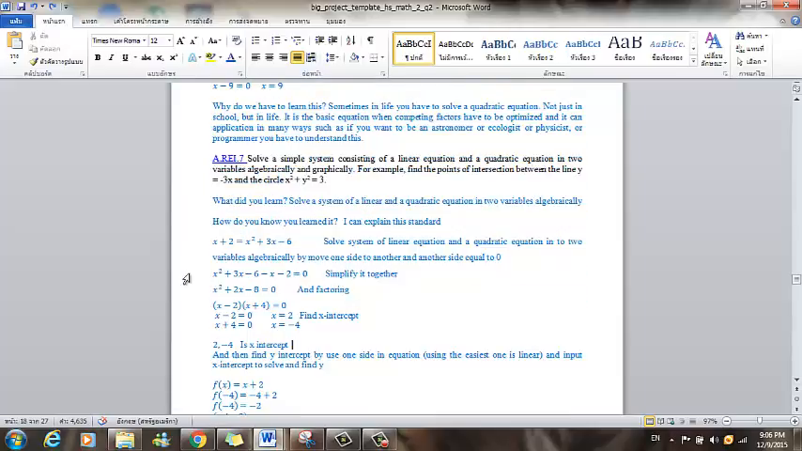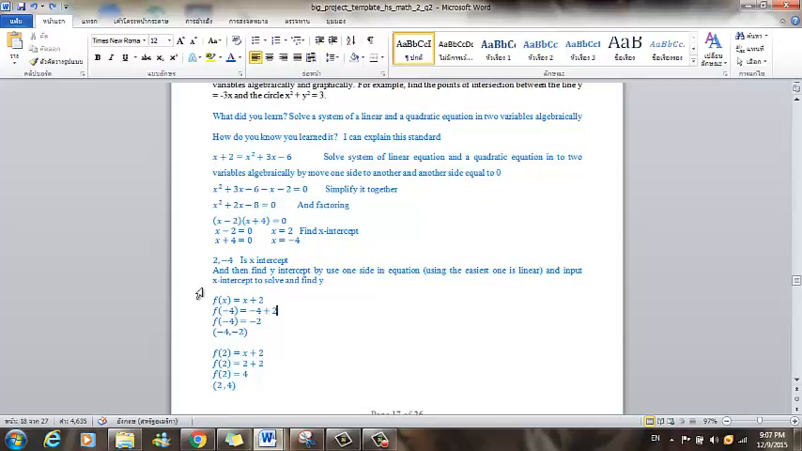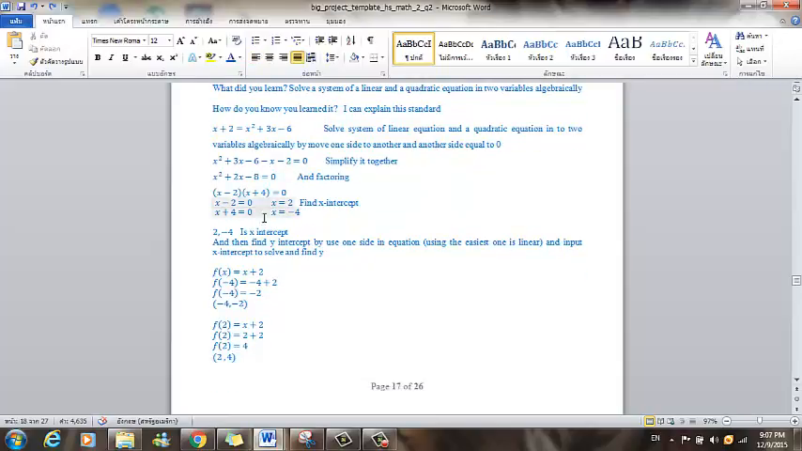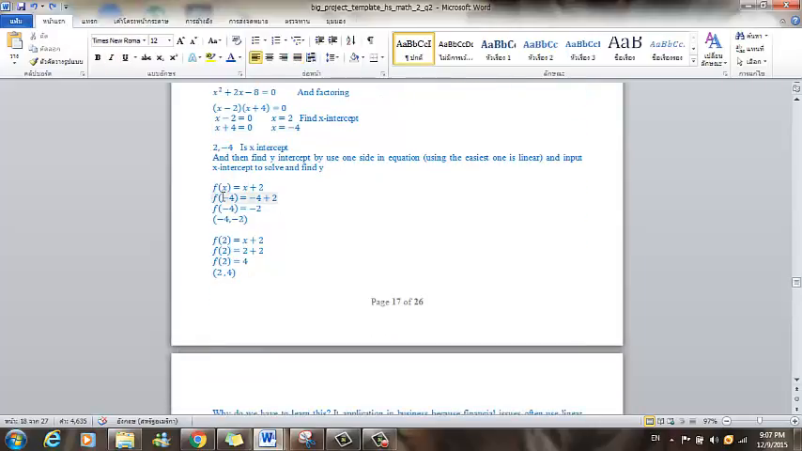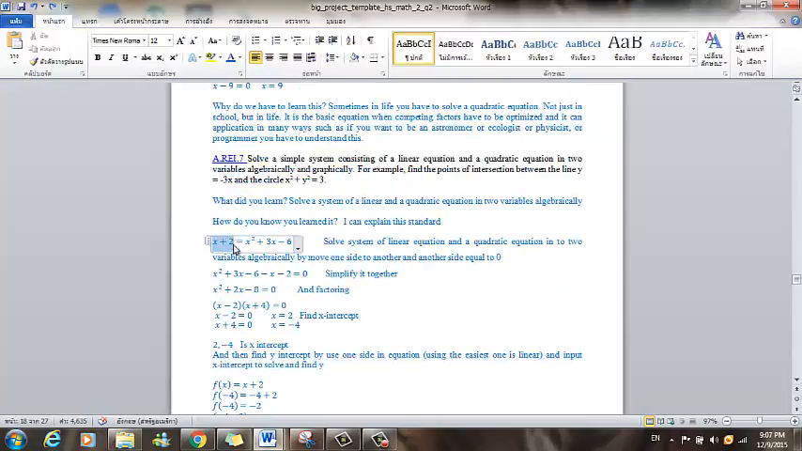And then you have to find the y-intercept by using one side of the equation. You choose this side or this side as you want, but for me I choose this side because it's the easy way to find it. Then you input the x-intercept to solve for the y-intercept. We already know the x-intercept, right? So first we use minus 4, and this is x plus 2, and x plus 2 comes from here, in the equation.